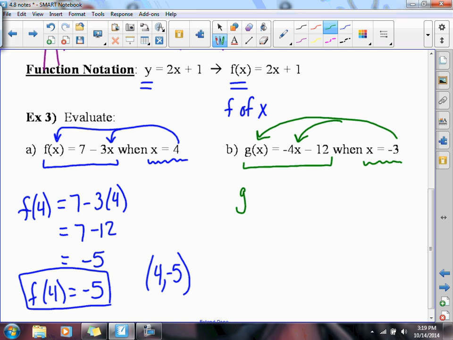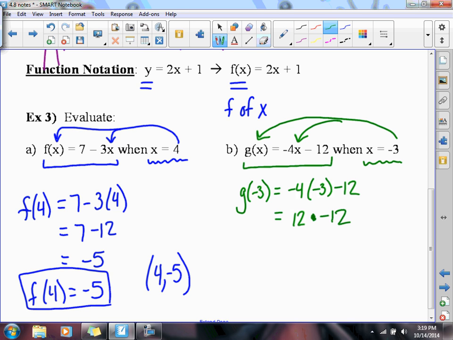So I'll have g of negative 3 equals negative 4 times negative 3 minus 12. Now again, this g of negative 3, that's just notation. I'm not really doing negative 3 times g. So just ignore that and work on the right side of the equation. So using order of operations, I'm going to multiply negative 4 times negative 3. So that's going to get me 12. Negative times negative is a positive. And then I'm going to, oops, not add 12, sorry. I'm going to subtract 12.